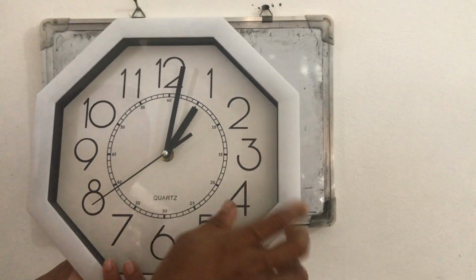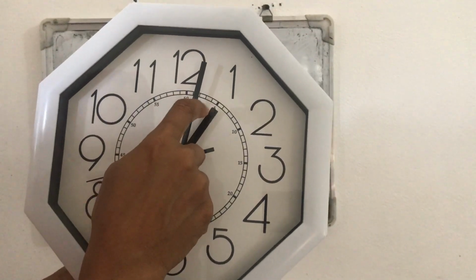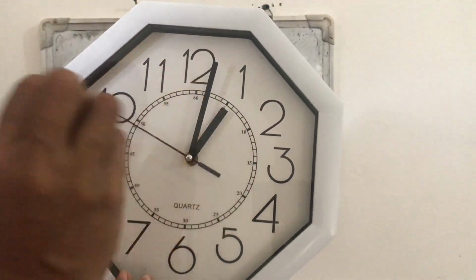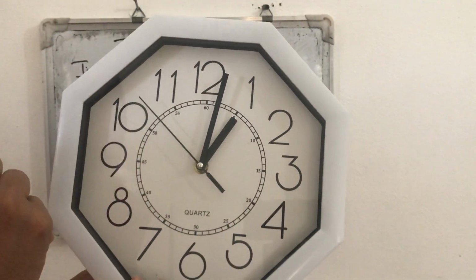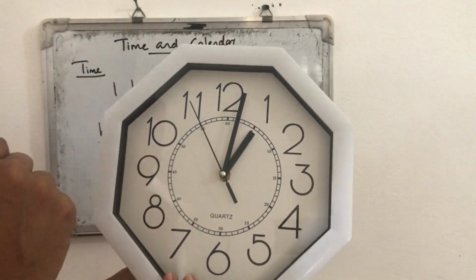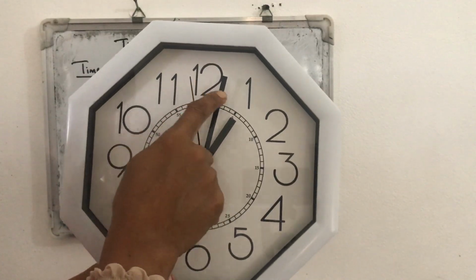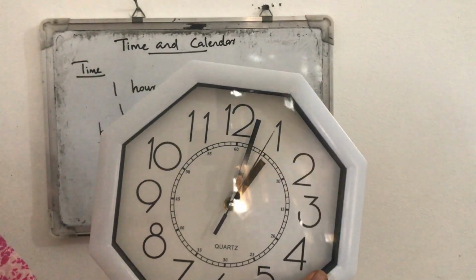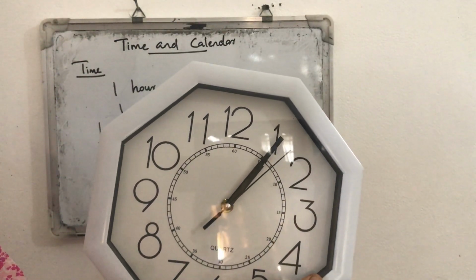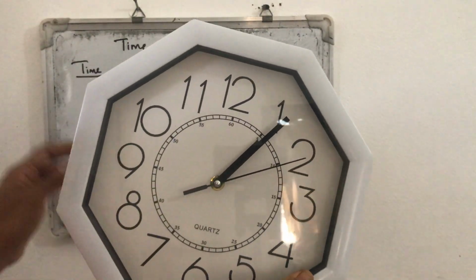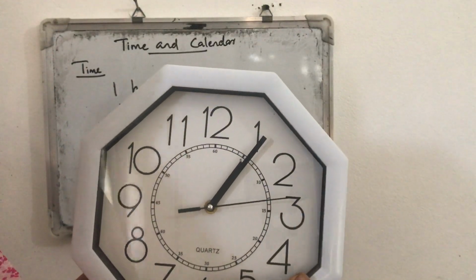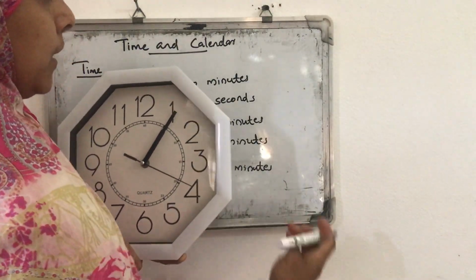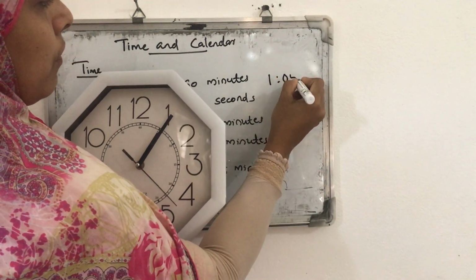Now you look, it is 1 o'clock. Can you see small lines in between this 12 and 1? In between 12 and 1, 5 equal parts are there, 5 small parts, so each part is 1 minute. So from 12 to 1, how many minutes are there? 5 minutes are there. Now if the minute hand reaches here, what will be the time? Our hour hand is on 1 and minute hand also on 1. Now the time is 1:05. We can write that time like this, 1:05.